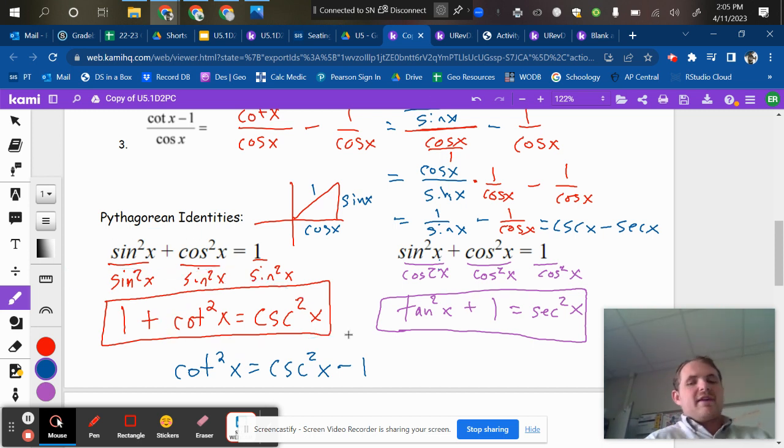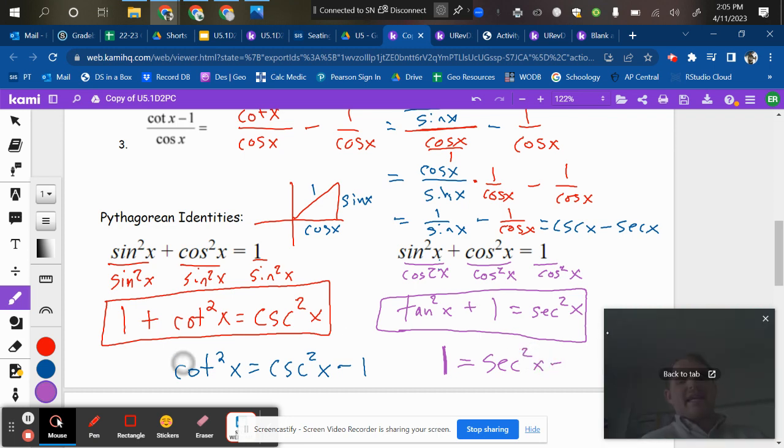Okay? Same thing for the purple box. If I just gave you a 1 like this, using the purple, what is 1 also equal to? Tangent squared and secant squared on the same side, which would be secant squared x minus tangent squared x.